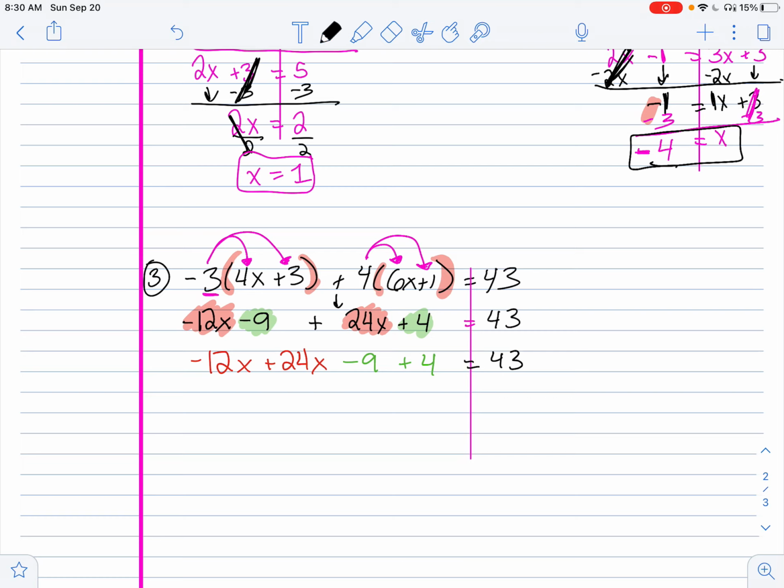So now that I've written all my like terms together, I can go ahead and combine them. Negative 12x plus 24x, those are opposite signs, so we subtract. And we are left with positive 12x. And then negative 9 plus 4, again, opposite signs, so we subtract. We're left with negative 5. Okay, and then I bring down my equals 43.